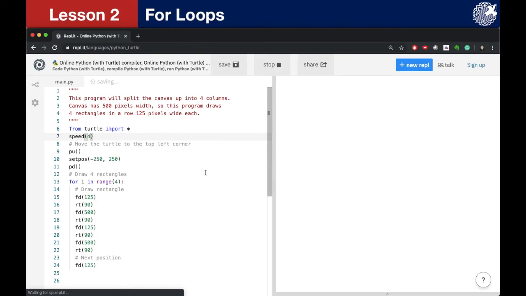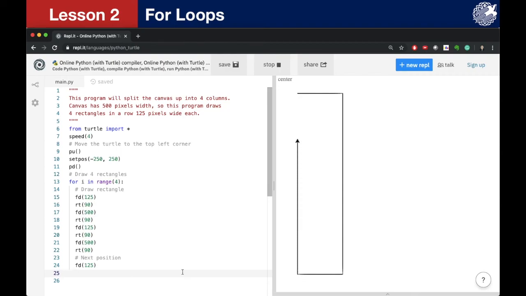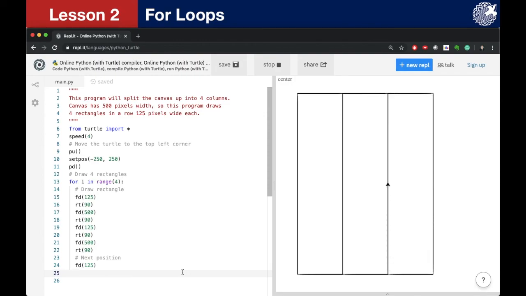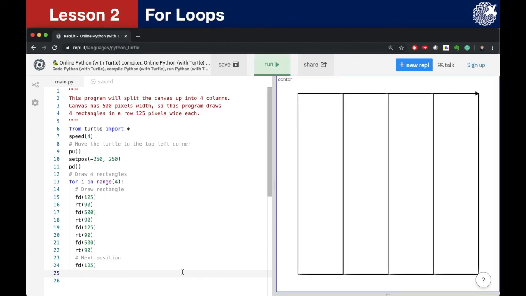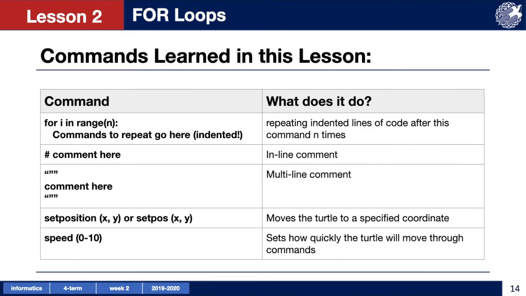Now let's sum up what we have learned in this lesson. We have learned the for loop command, which allows us to repeat a section of indented code. Also we have learned how to write multi-line and inline comments and why it's important to use them. The setPosition command allows us to move the turtle to a specified coordinate, and we also learned how to slow down or speed up the flow of our code by using the speed command.